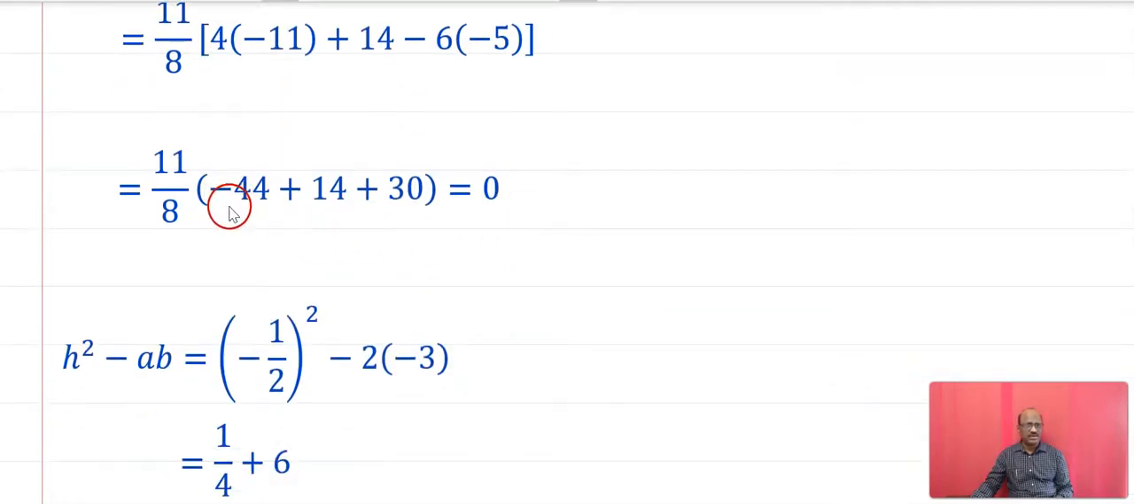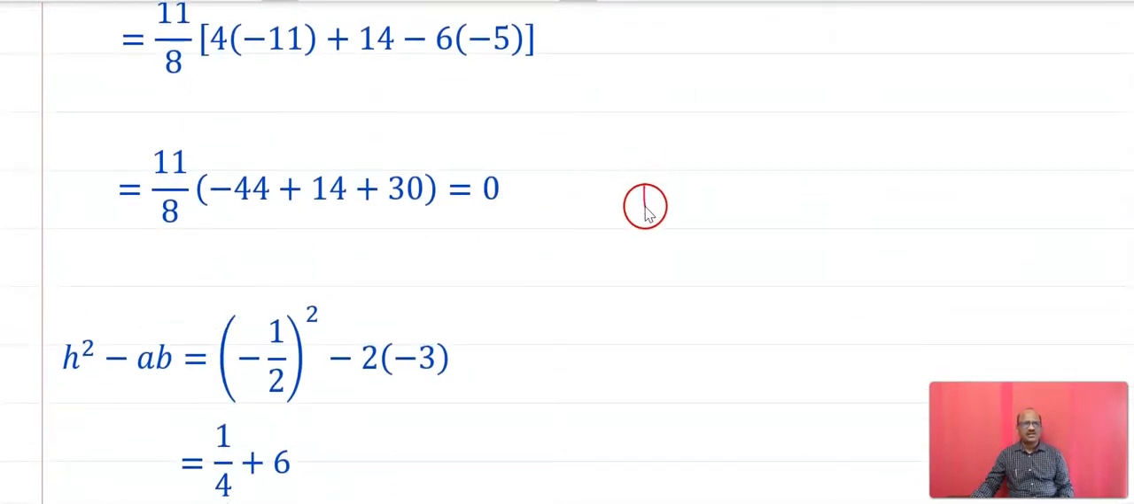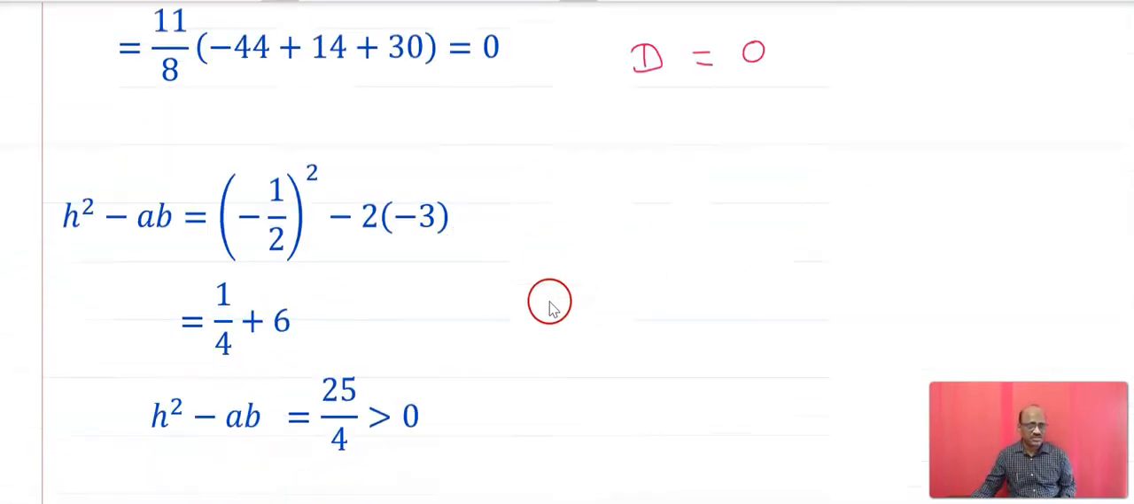And if we evaluate minus 44 plus 14 plus 30, that's equal to 0. Okay, if we clear it, that is 30 plus 14 but minus 44, and overall that's equal to 0. And hence the value of this determinant, that is d, is equal to 0. The first condition is satisfied.